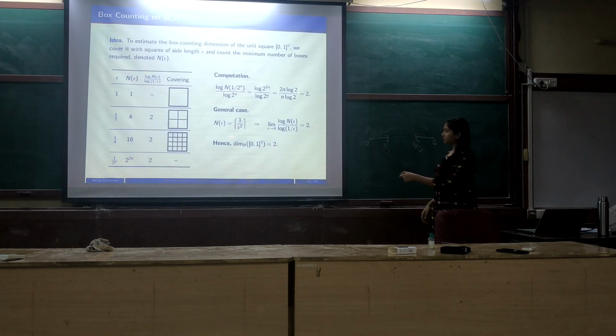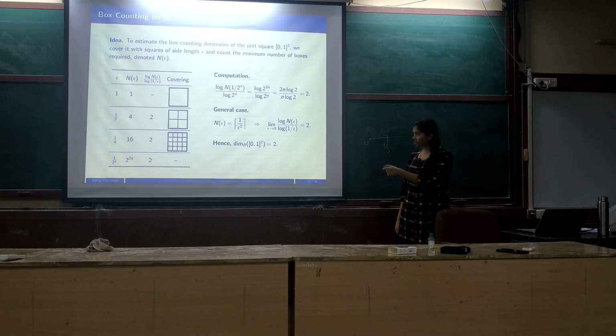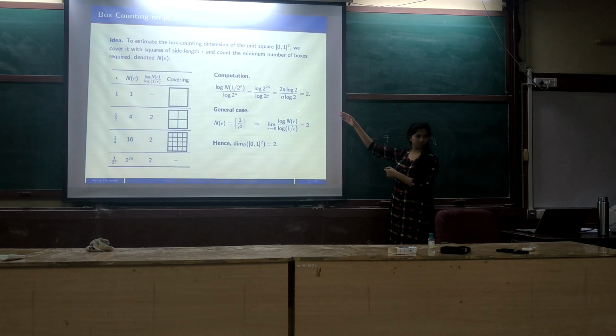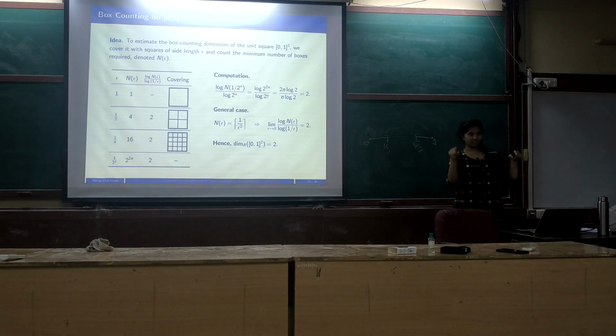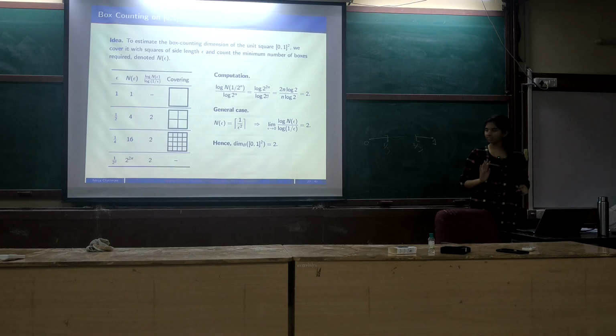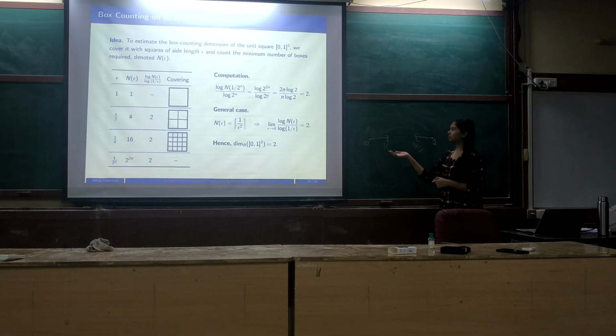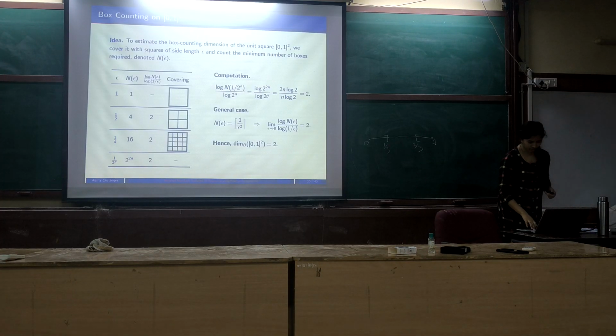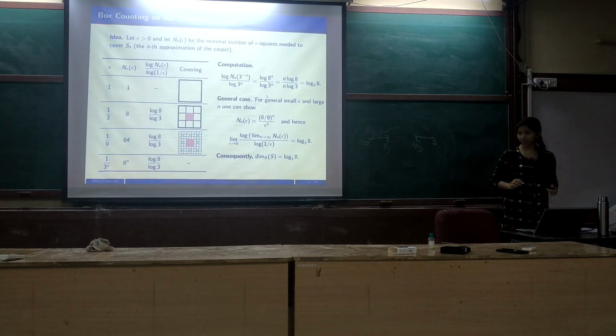You keep on doing this, and when your epsilon is 1/2 power n, you will require 2 power 2n boxes to cover your original set. So when you compute it, it's basically log of n of 1/2 power n by log of 2 power n, which will equal 2. So obviously your box 0 comma 1 square will have dimension 2, that's what we know, so the box dimension matches for it.